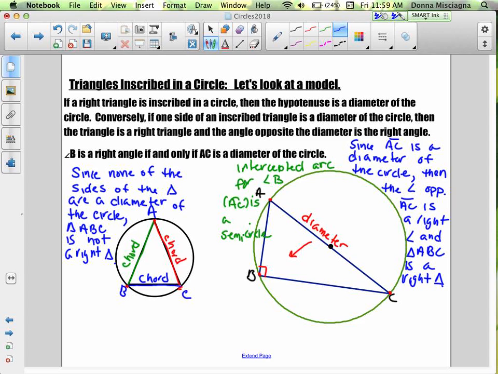So this one has to be a right triangle because one side of the triangle is the diameter of the circle. And that other one, not a right triangle. Let's do a few problems. You have one of them in your notes, so the one coming up is not the one that's in your notes. And here it comes any moment.